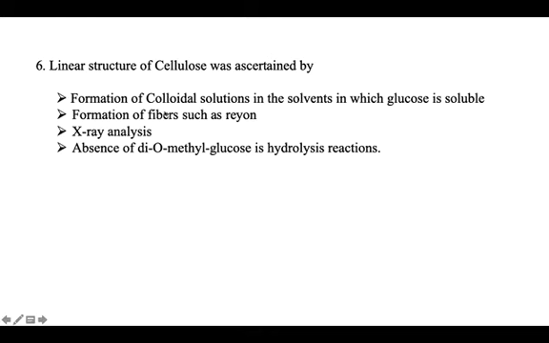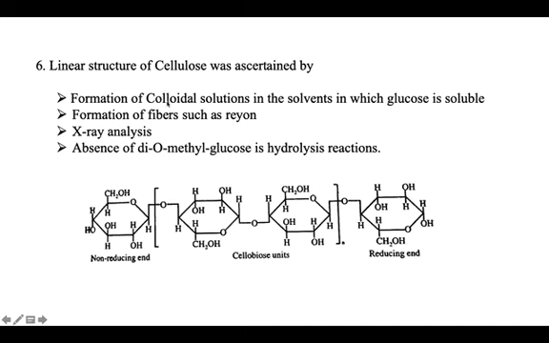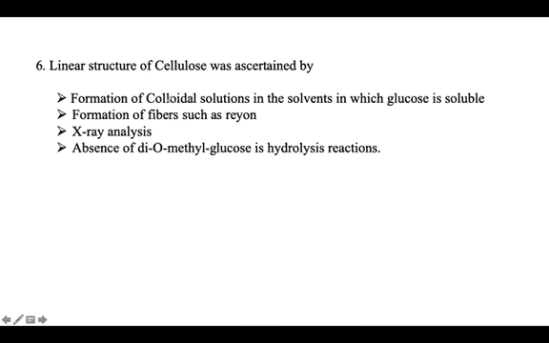It was established by the fact that colloidal solutions were obtained when cellulose was dissolved in the solvents in which glucose is soluble. Glucose is soluble in acetic acid, glucose is soluble in water and some other solvents. It is soluble in acetic acid, and in 80% alcohol, 70% alcohol, 60% alcohol. So when these solvents have been used, it has been found that a colloidal solution is obtained.